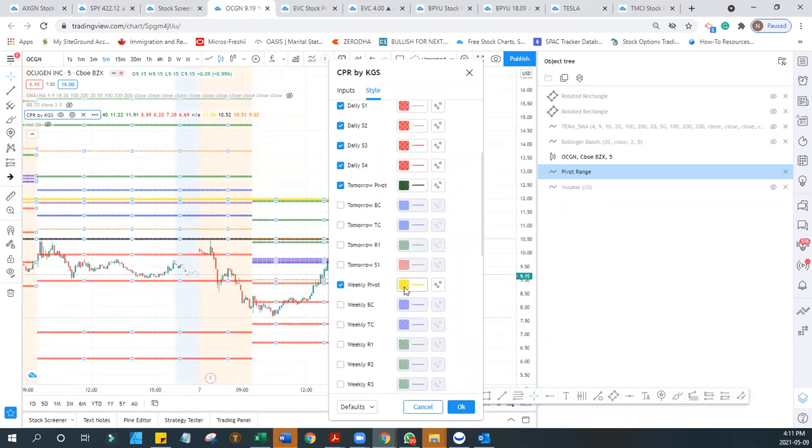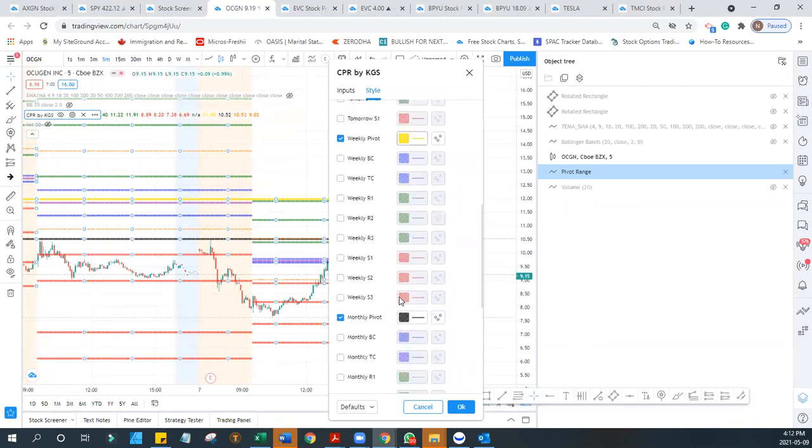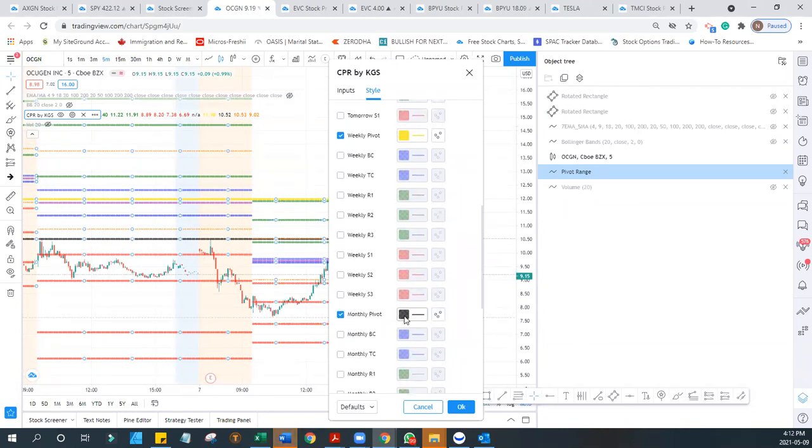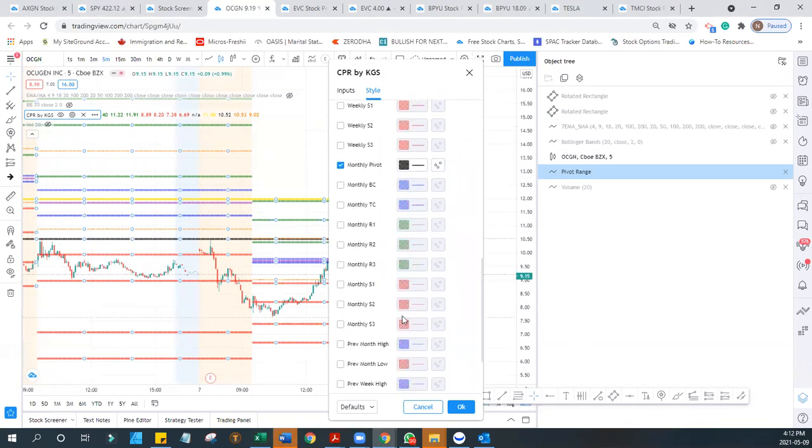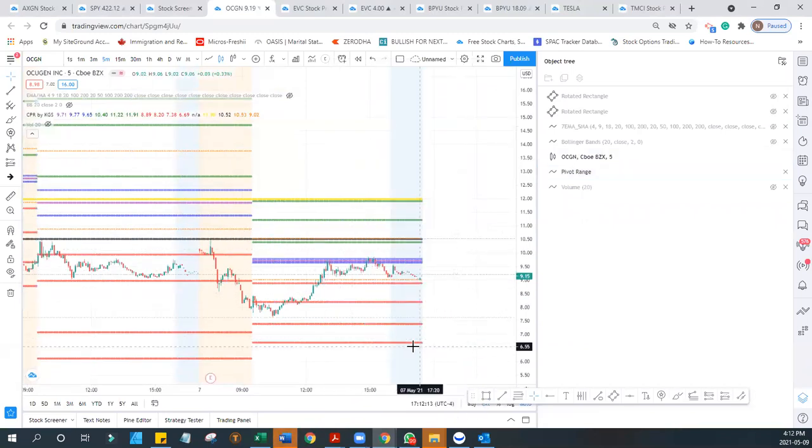The weekly pivot I keep on yellow, but you can keep it anything you want. Monthly pivot, I always keep black because that's my style. I usually keep the higher time frame on black. So that's how I use it. If you want to, you can use it. This is the nice one.